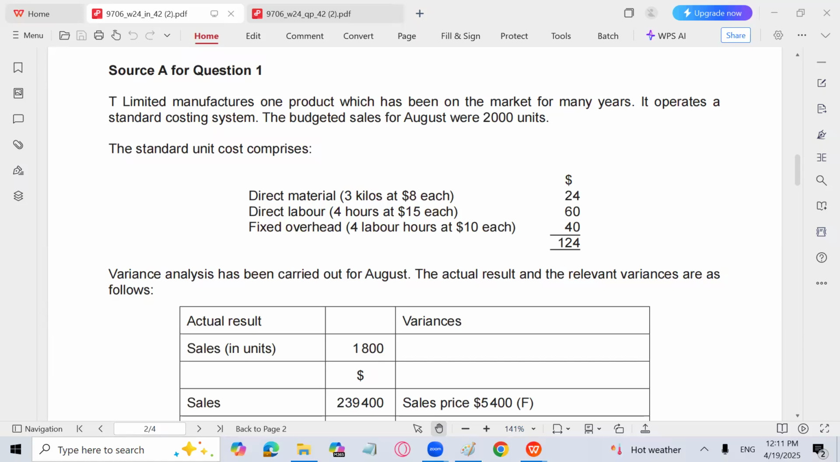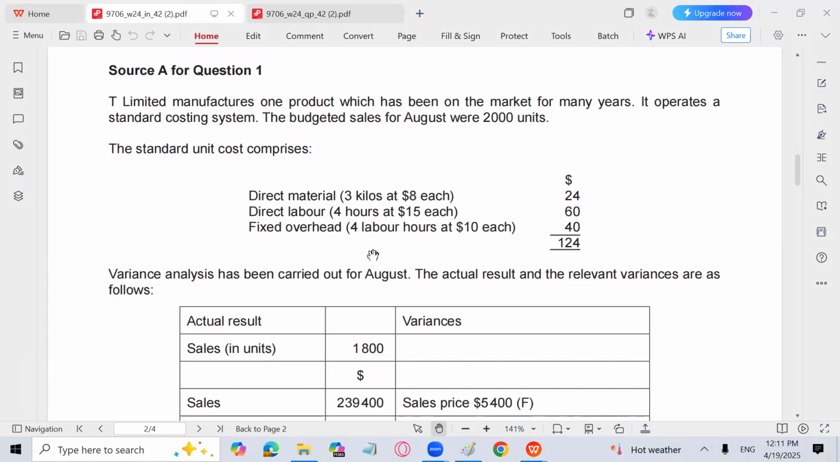The question is from standard costing I discussed with you, and this question has come in A2 insert, October, November 24, 42. So the budgeted sales for August were 2,000 units. Standard unit cost comprises direct material 3 kilo at the rate of 8 each, 24. Direct labor 4 hours at the rate of 15. Fixed overhead 4 labor hours at the rate of 10 each.